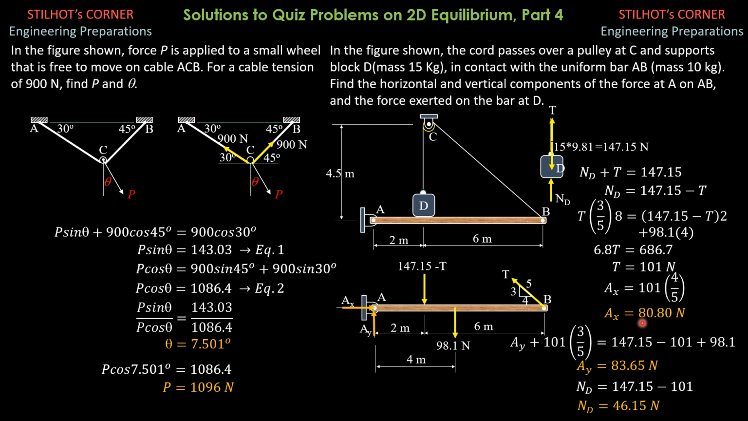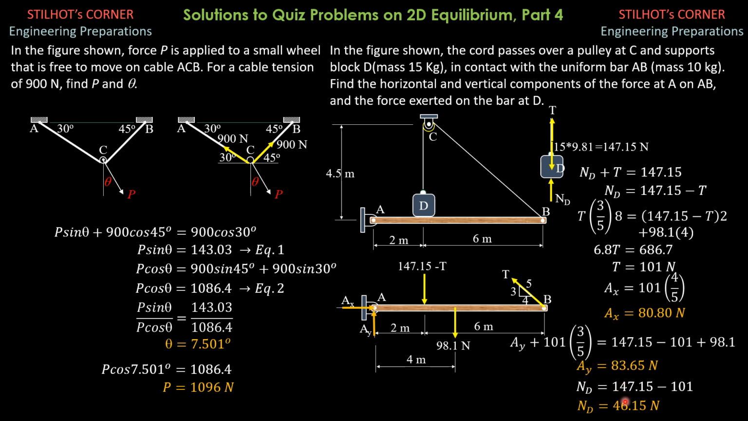Likewise, summation of forces Y is equal to 0. So we have AY plus 101 times 3 over 5, for T sine of theta, then equals downward forces, 147.15 minus T, then plus 98.1. Solving for AY is 83.65 newtons, and it is upward as directed.